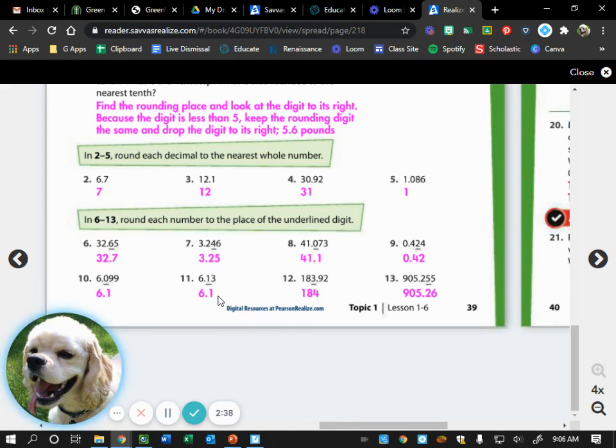Then we had number 12. For number 12, we have the ones place underlined. So we would look next door at the 9. Now that 9 is 5 or greater. So that would tell us to add 1 to the 3, which would make it 4. Everything before to the left would stay the same. So that 1 and the 8 would stay the same. Everything after or to the right would become 0. So 184 or 184.00.